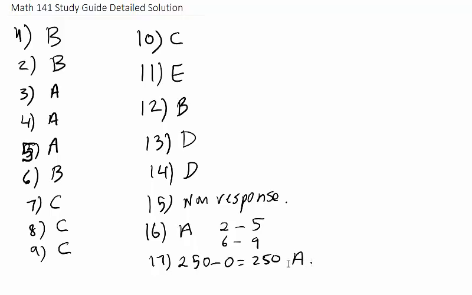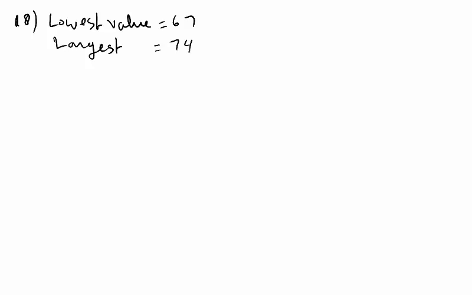Okay, so we're going to go to 18 now. Okay, so we need to create a frequency distribution table in number 18. He wants 5 classes. So I'll go and look for the lowest value and the largest value. So 18. Lowest value is 67. Largest is 74, and we want 5 classes.